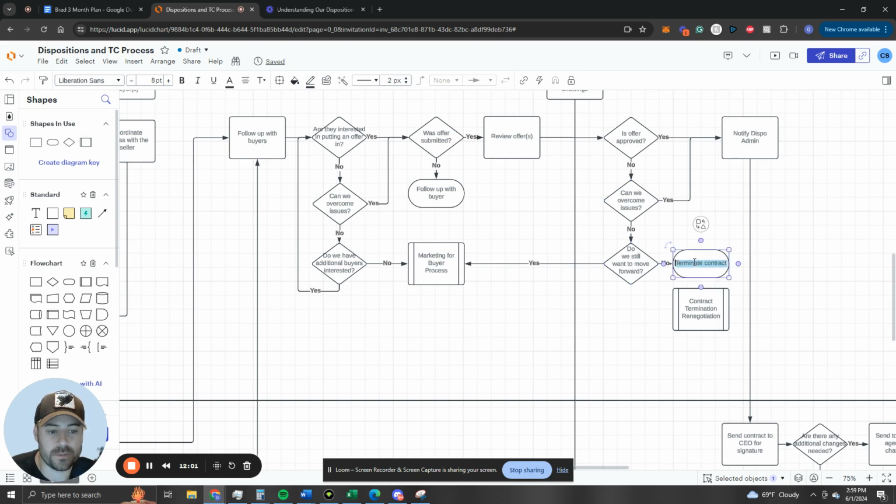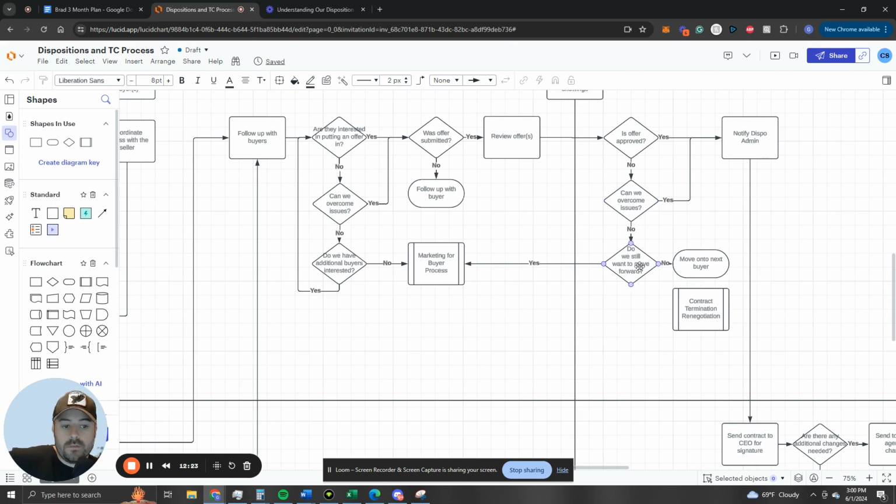I don't think terminate contract is right, it's move on to next buyer, right? You're not going to have a contract to terminate yet, right? Because review offers, is the offer approved? No. Why? Because it's more than likely the price. You don't think it's the best price, we can get a better one. Can we overcome those issues of price or any other terms, right? It could be DD. It could be closing dates. No. Do we still want to move forward?